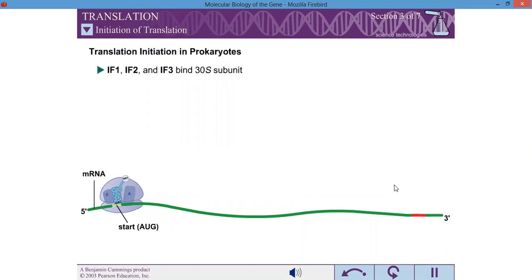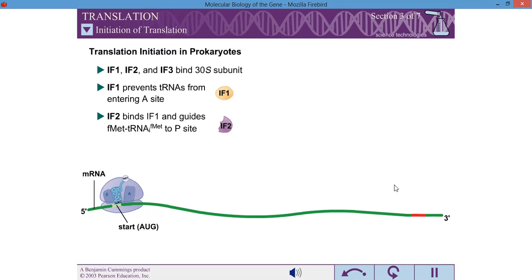First, we will describe prokaryotic translation initiation, which requires 3 initiation factors: IF1, IF2, and IF3. Each binds the 30S small ribosomal subunit.